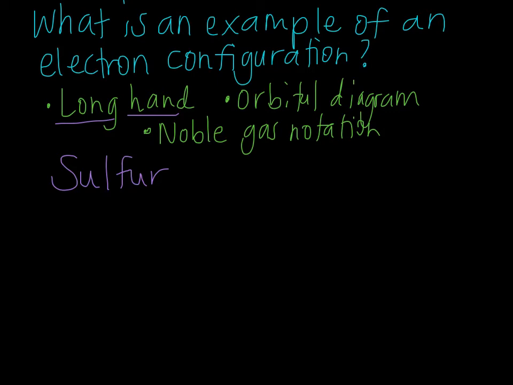The next one is called orbital diagram. This is where you have boxes that represent your orbitals. And so this is where you kind of just draw a picture to represent the electron configuration. And then the very last one is noble gas notation.